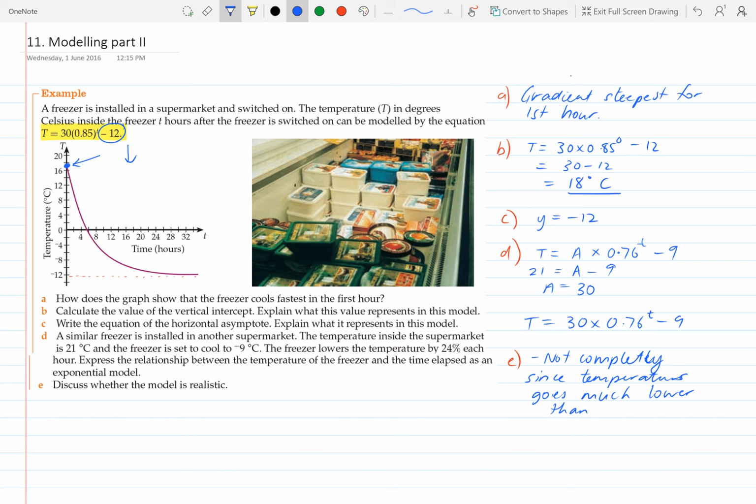So hopefully from going through this example you get the idea that it's really just applying your common sense, and I didn't even use a calculator for any of that. You're just reading off the graph and thinking about how these things work, I suppose.